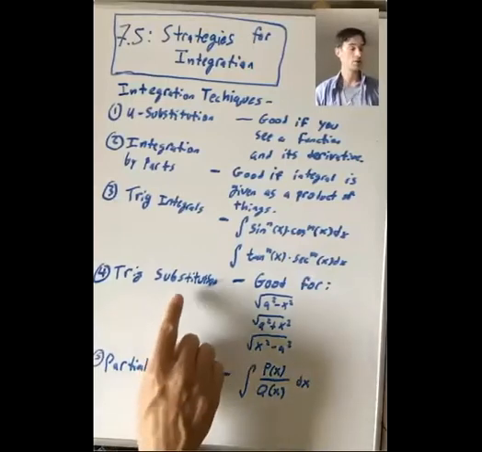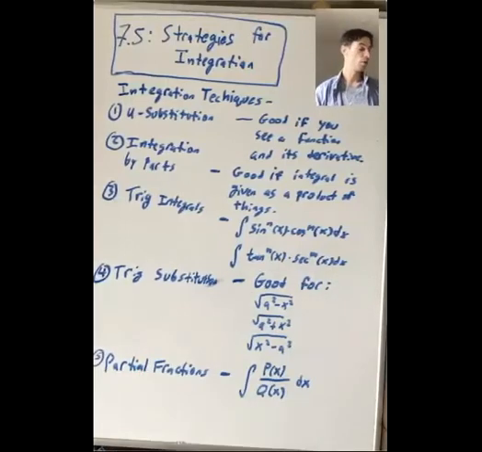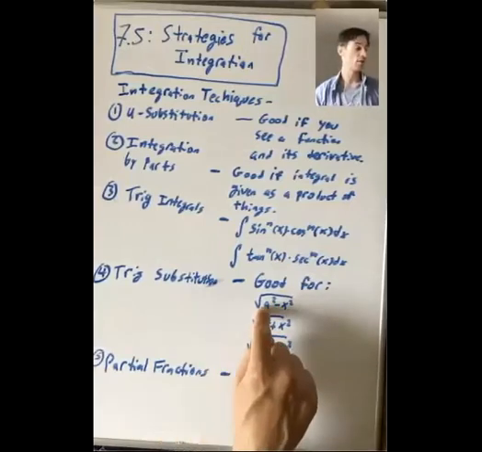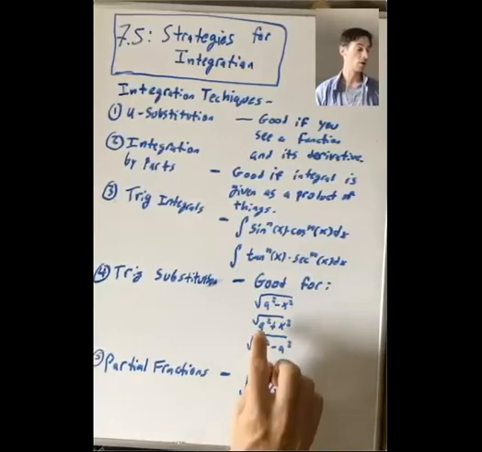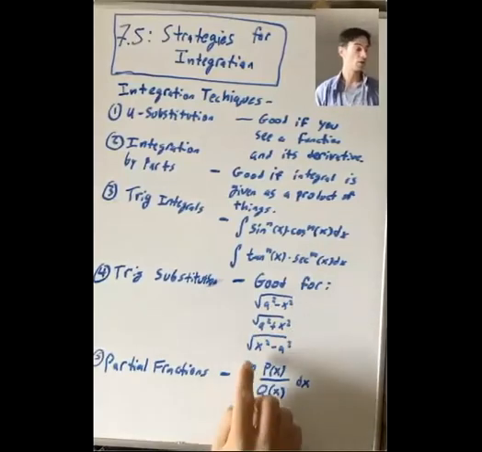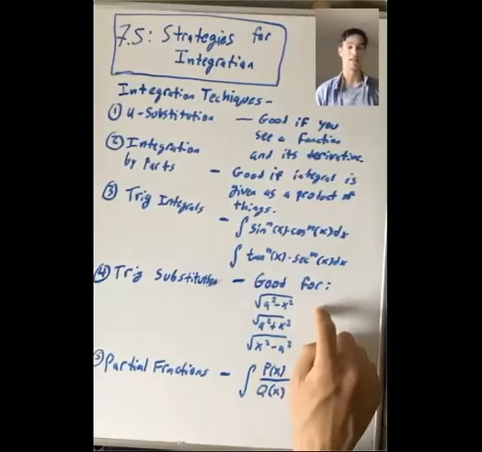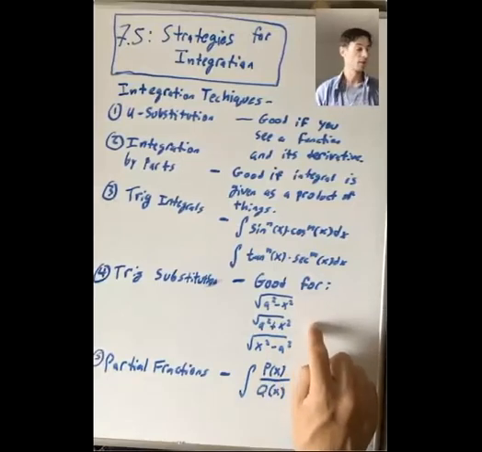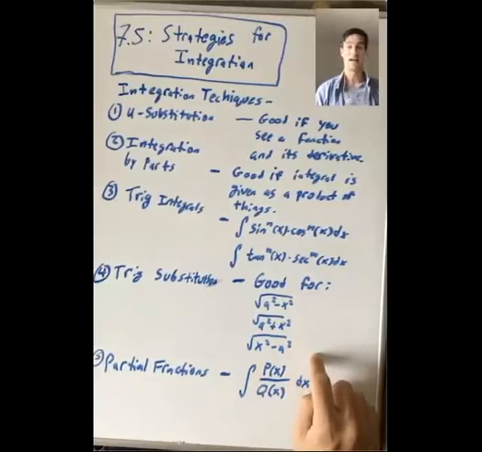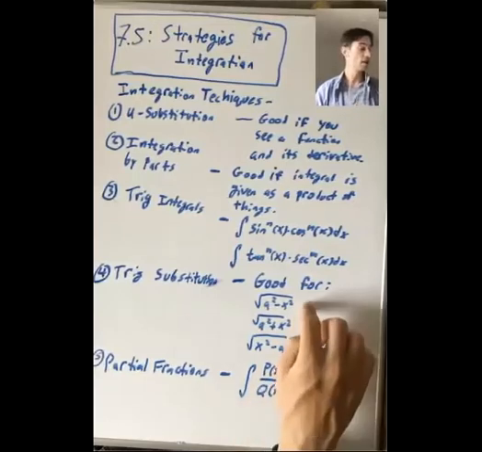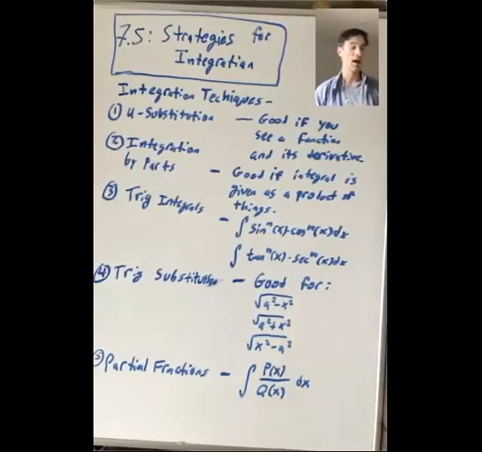Okay, then we talked about trig substitutions, which worked really well for integrals of a very specific type, ones that had an expression like square root of a squared minus x squared, or square root of a squared plus x squared, or square root of x squared minus a squared. And in each of these cases, it suggests a different kind of substitution. In the first case, x equals a sine theta, then x equals a tan theta, then x equals a secant theta. And we saw examples of each one of these.